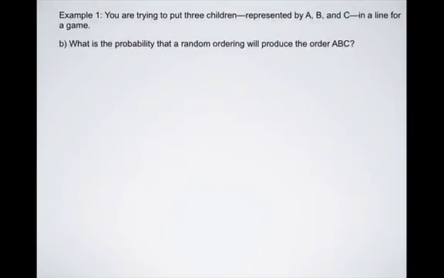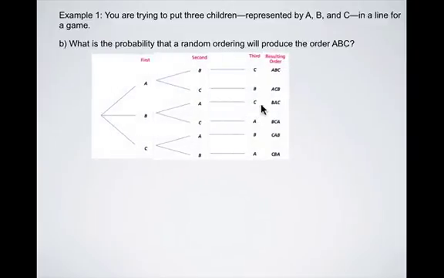So now if we ask the question, what's the probability that a random ordering will produce the order A, B, C? Well, as we said before, there are 6 possible arrangements, 6 possible outcomes that we could have, and only one of those is A, B, C. And so the probability of randomly putting these kids in line would then be 1 out of 6, because there is only one outcome where they are in the order A, B, C.